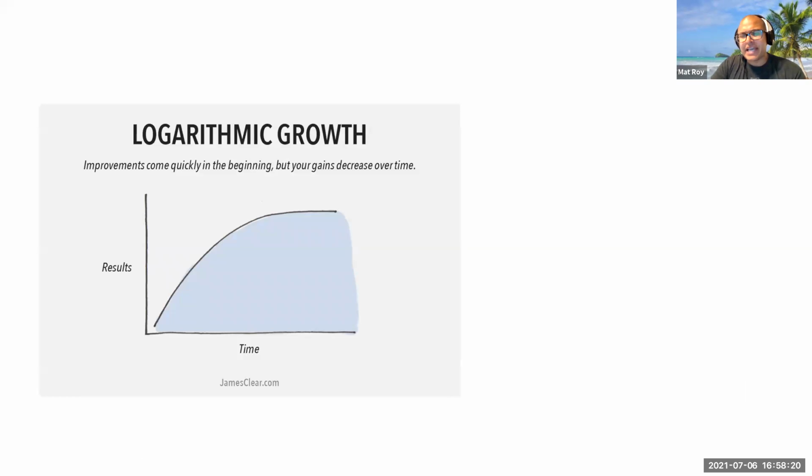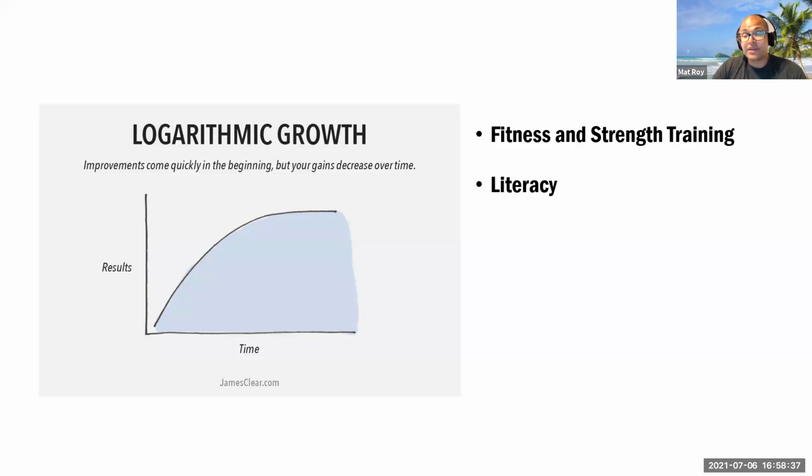So let's think of some examples that you've probably seen before in real life that could be represented by logarithmic growth. Here's one: fitness and strength training. So when people start to lift weights, in the beginning, they make big gains, big improvements, but over time, they have to work really hard to push more weight.